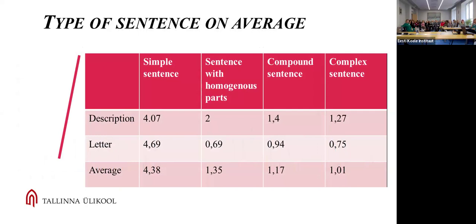Okay, and when we look at the types of sentences on average, we can see that children mostly use simple sentences, but in letters, the simple sentences are used even more. In descriptions, the sentences with homogeneous parts, which was Grundlause, are considerably more used, which is very logical because the children name things that are in their rooms, for example. Compound sentences and complex sentences are also more used. So the letters seem to be simpler than the descriptions when we look at this table.